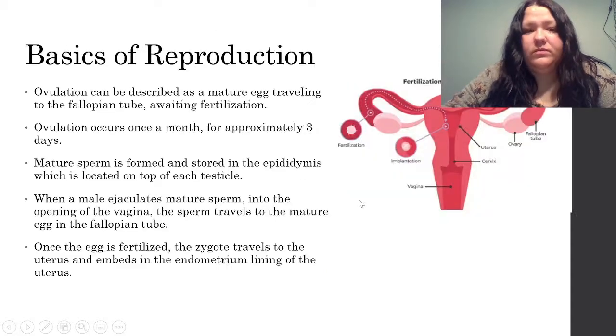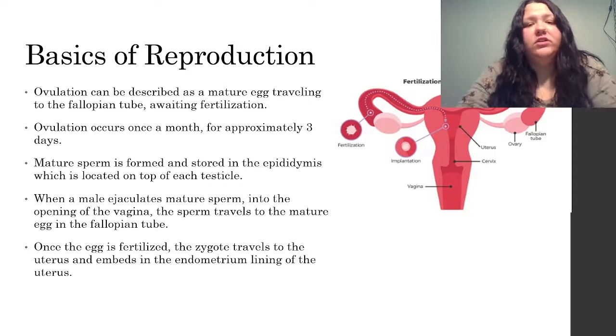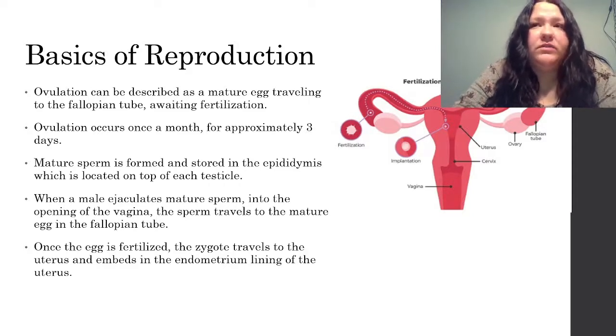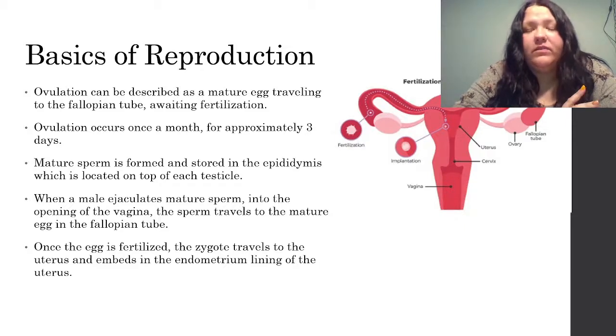The basics of reproduction. Ovulation occurs once a month. On average, it occurs for 3 days. This can be different for everybody, but normally females ovulate once a month for approximately 3 days.